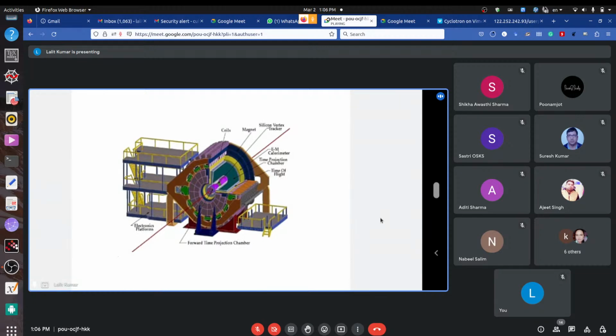So you're trying to detect everything that comes out of it. All charged particles, neutral particles, and everything. So then you have to worry about how this works.